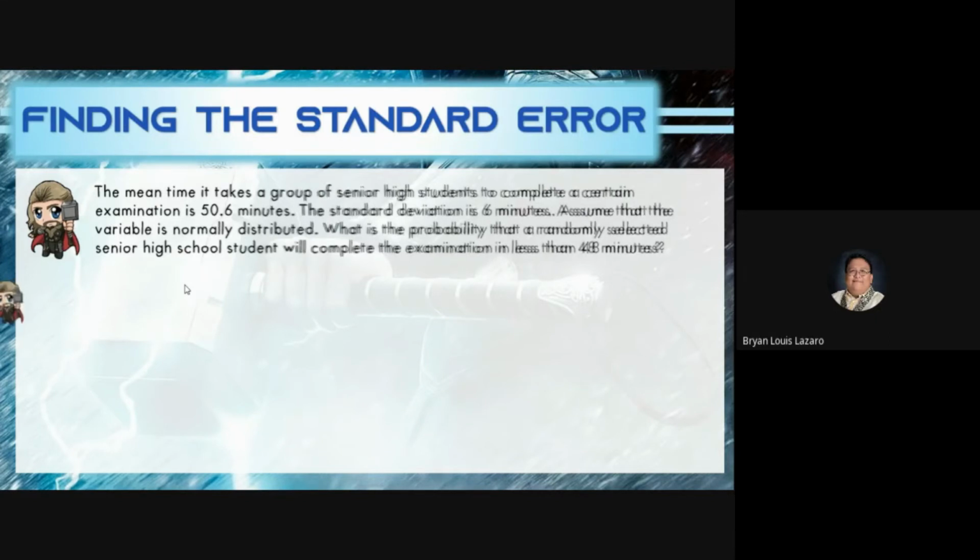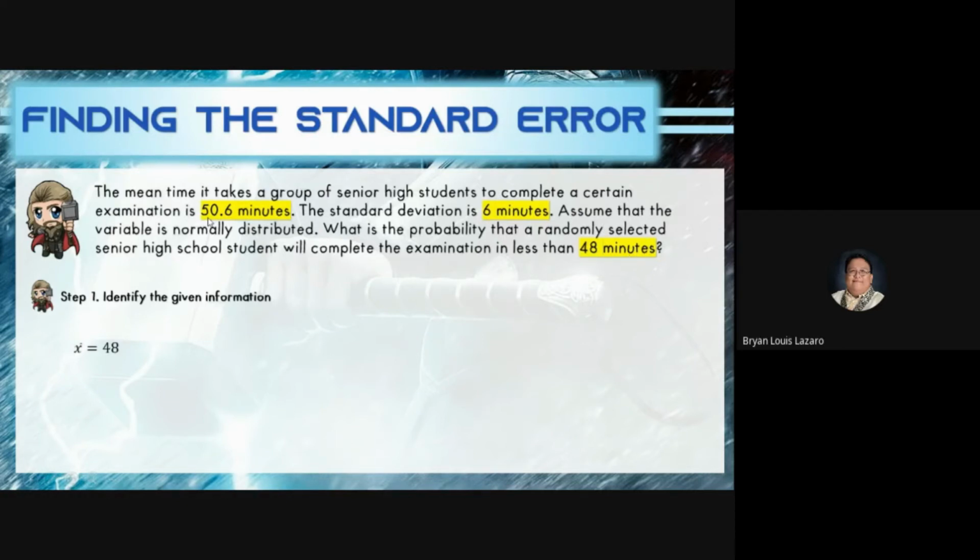So first step that you must do is, syempre, decide, no, with what information were given in the said problem. So in this part, we have 50.6 minutes, 6 minutes, and 48 minutes.